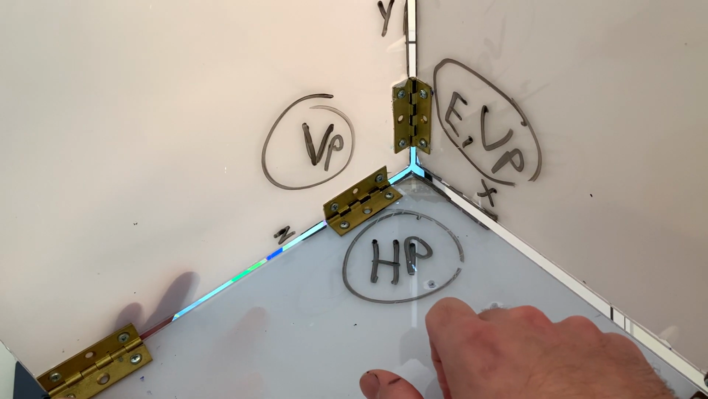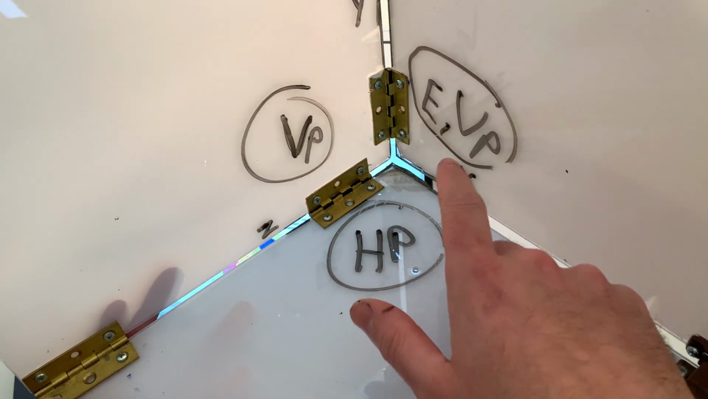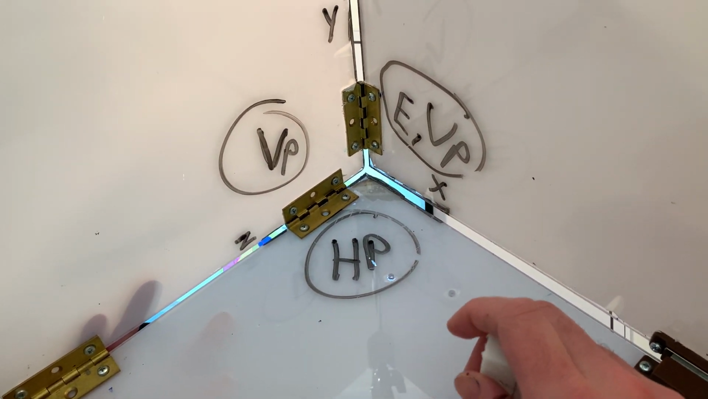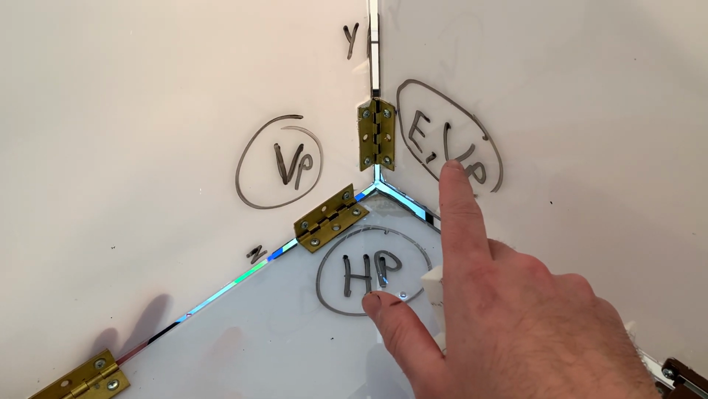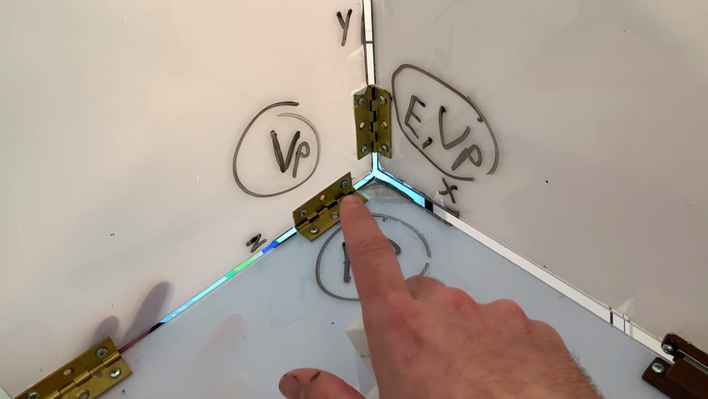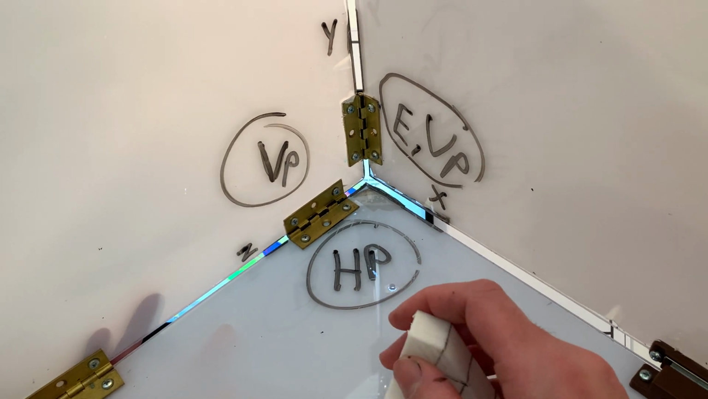You have your vertical plane, which you project your elevation in, and then you have your invertical plane, which you basically project your end view into. Now it doesn't really matter if you call this the invertical plane or this the vertical plane. It just depends where you want to put your elevation.